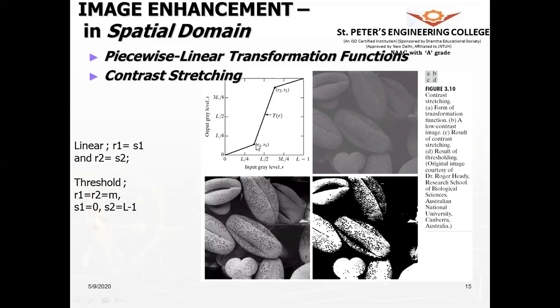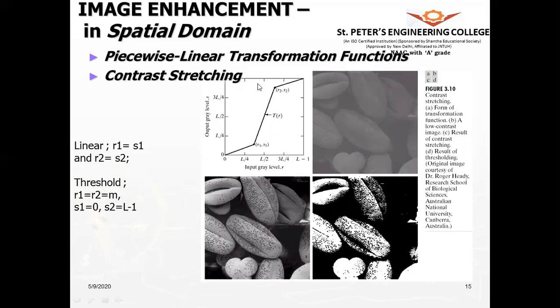And if R1 and R2 are equal to some value called M, they lie on this plane because S will be equal to 0. So both these points will lie on this, and then the S2 value will be equal to L minus 1. So you'll have a straight line from here. If M is somewhere here, from here to here, you will have a straight line. So that will become a thresholding.